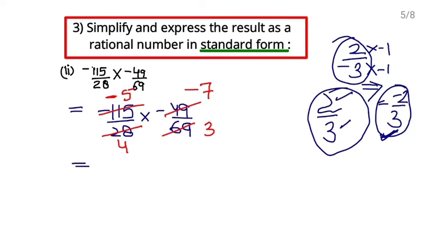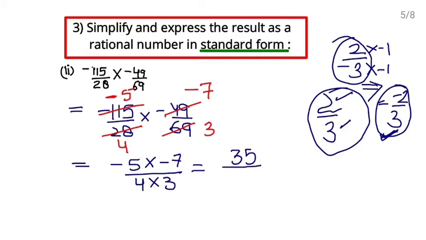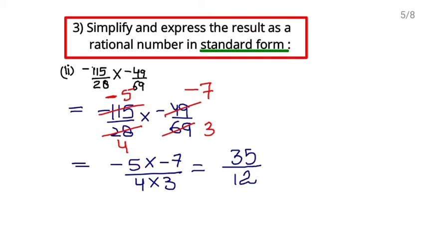So what does it become now? In the numerator you have minus 5 multiply minus 7, and in the denominator you have 4 multiply 3. 5 7s are 35. The minus sign is occurring an even number of times. It means minus minus is plus. So this will have a plus sign. The denominator is 4 3s are 12. Now students, the numerator and denominator are not divisible by any same number, and the denominator is positive. So this is in standard form.